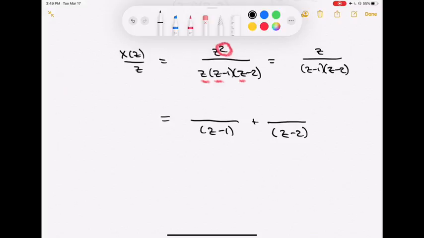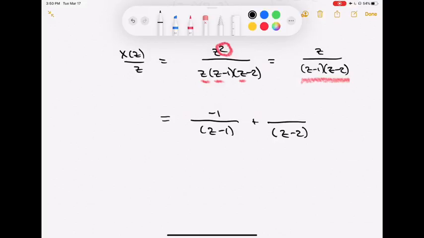If I want to find that first coefficient, the one in the numerator of the z minus 1 term, I go back to my original expression, this one up here, I cover up the z minus 1 and I evaluate at the root. The root was 1, so I'd have 1, that's the numerator, over 1 minus 2. That should give me a minus 1. So I'll go ahead and put that in there as my coefficient, minus 1.